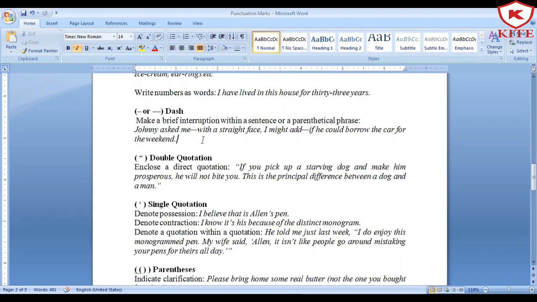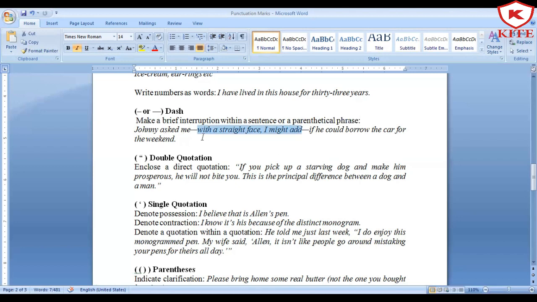But the narrator or the speaker wants to add something more about how Johnny asked, or how Johnny is, or what was the situation, or anything like that. He or she can add that by putting a dash in the beginning and the end of that parenthetical phrase. See, Johnny asked me, but how? With a straight face, I might add. Means, let me add that he asked me with a straight face.